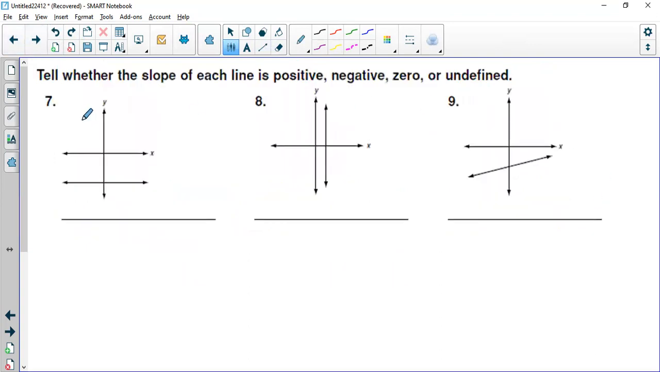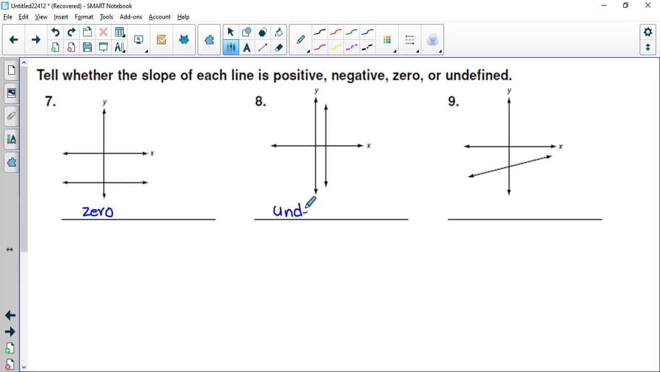Alright, let's move to the next question, which is super easy. Tell whether the slope of each line is positive, negative, 0, or undefined. So this is the line. This line is going to have what kind of slope? It is a horizontal line, so they have 0 slopes. And this is a vertical line, so these kinds of lines have undefined slope.